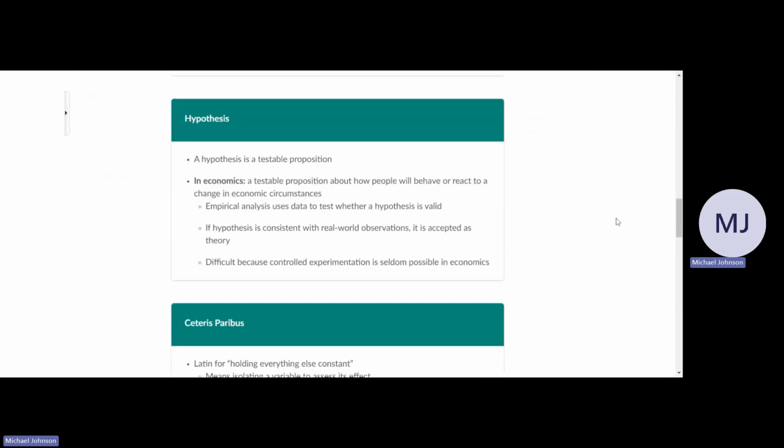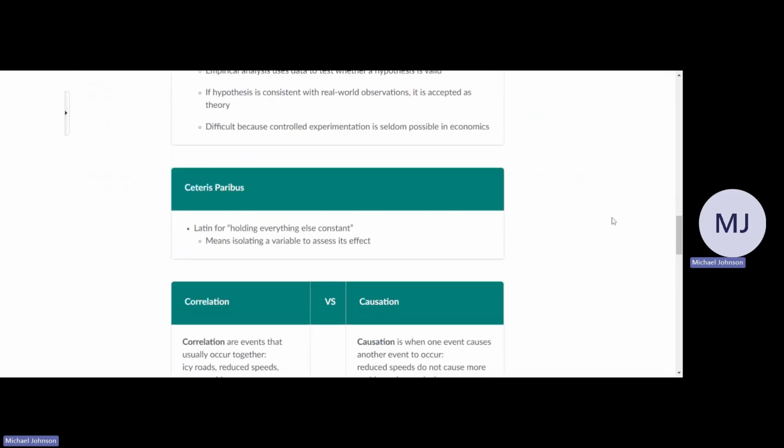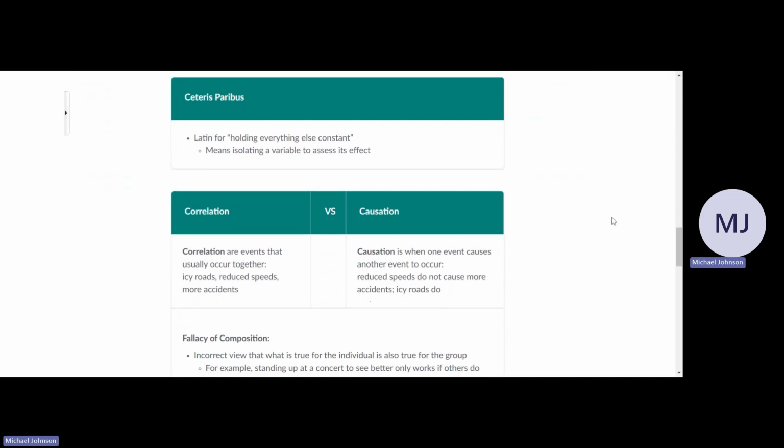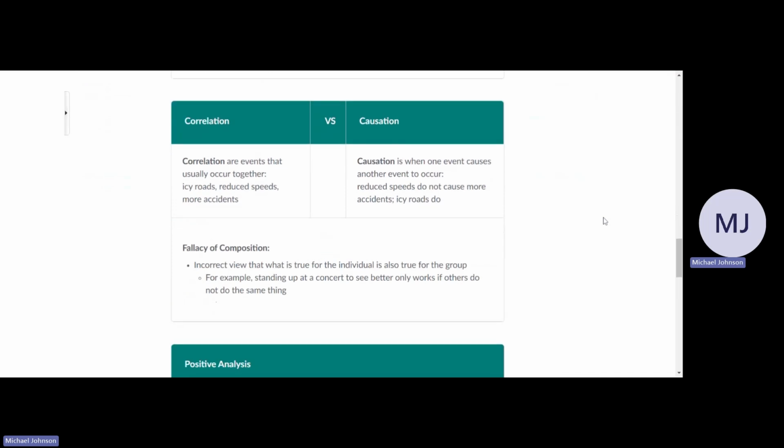So hypothesis, this comes into play when you do research studies, statistics. A hypothesis is a testable proposition. In economics, it is a testable proposition about how people will behave or react or change in economic circumstances. Empirical analysis uses data to test whether a hypothesis is valid. If a hypothesis is consistent with real-world observations, it's accepted as theory. This is difficult because controlled experimentation is seldom possible in economics. Ceteris paribus, Latin for holding everything else constant, means isolating a variable to assess its effect.